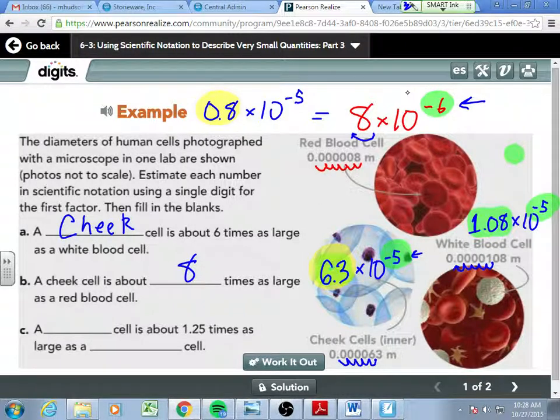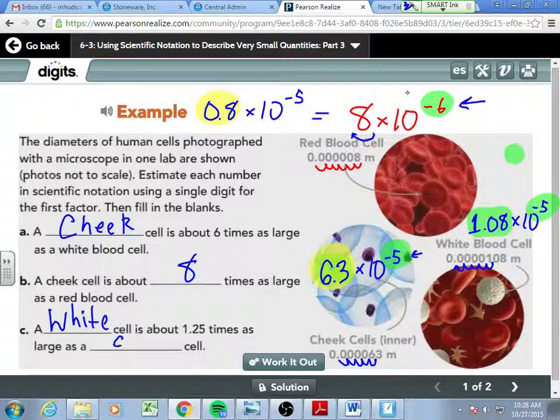What do you think? What would make sense? Zach? A cheek cell is about, no. A red blood cell is about 1 point, no. A white blood cell is about 1.25 times as large as a red blood cell. There it is.